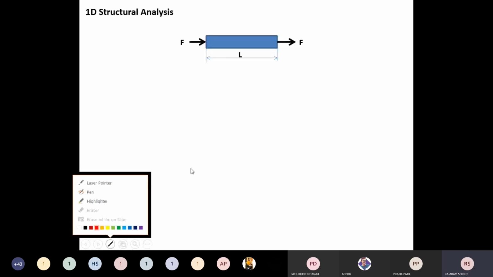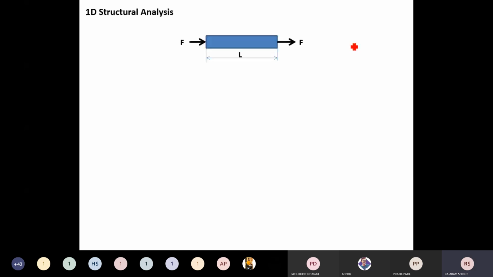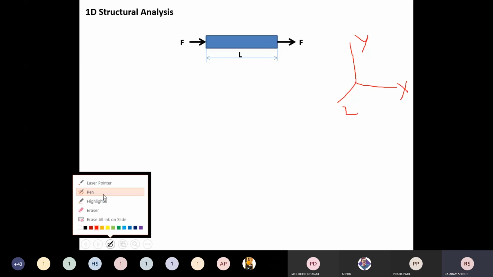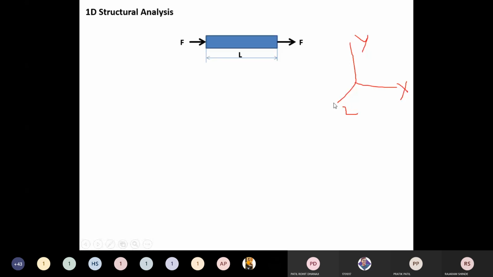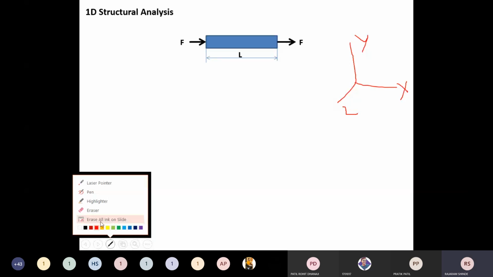You see here, I will tell you, you have three dimensions for each problem: x, y, z. Am I right? Yes. Any doubt? If you have any doubt, you can ask me. Yes, sir. Can I go for next?